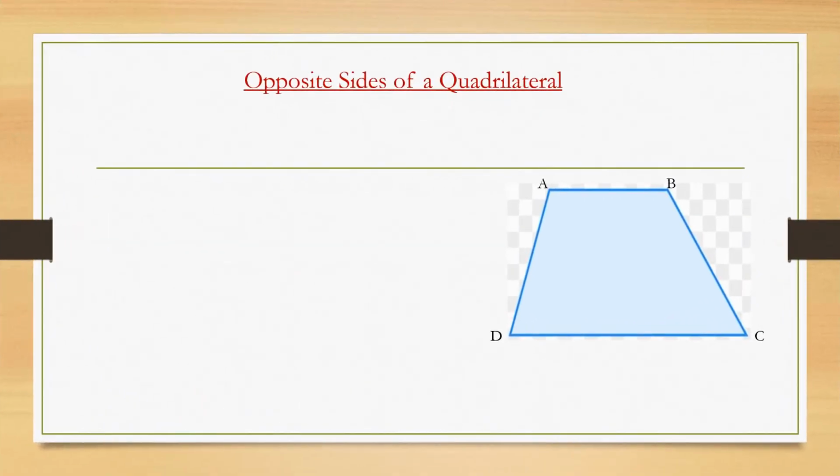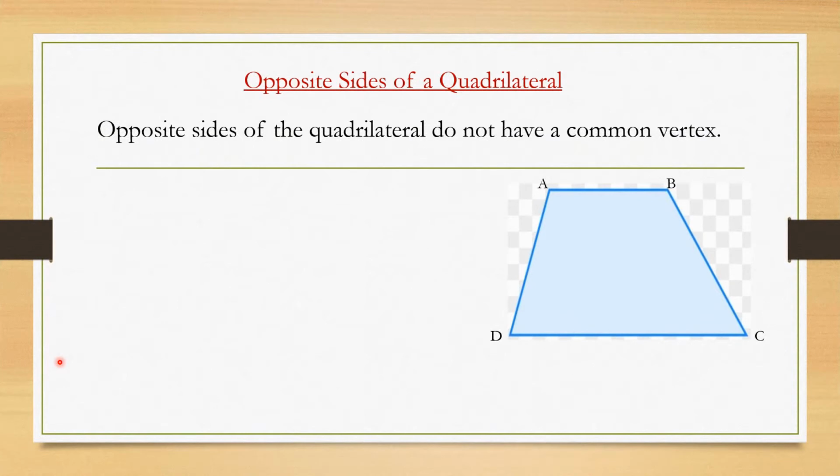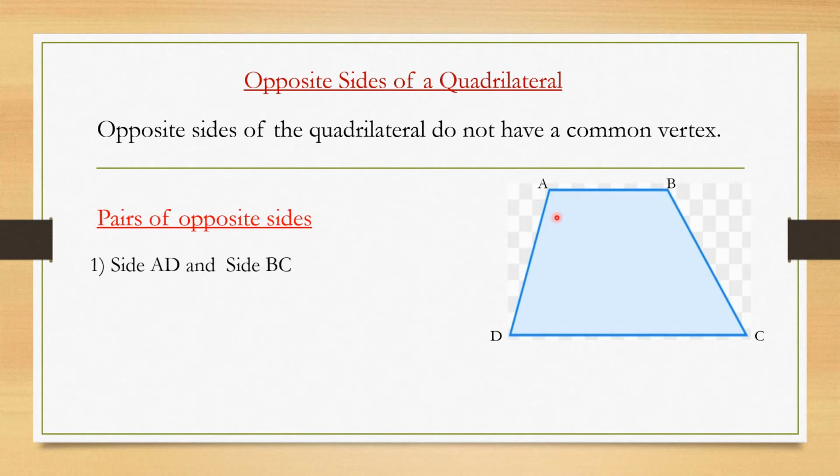And next is opposite sides of a quadrilateral. Opposite sides of the quadrilateral do not have a common vertex. Here are the pairs of opposite sides. This is the quadrilateral ABCD, and the first pair of opposite sides is side AD and side BC, and the second pair is side AB and side DC. These are the opposite sides of quadrilateral ABCD.